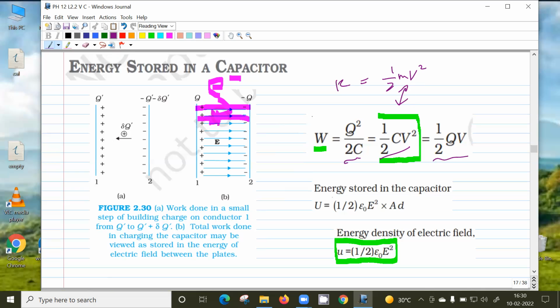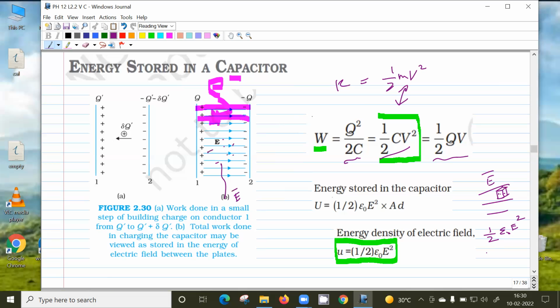We can also associate an energy with the field. Suppose there is an electric field in this region. The energy stored in this electric field is half epsilon naught E square. This is the energy in a unit volume. So we can say the energy of the system is the same as the energy in this electric field. Whatever is the energy of the system is there in the energy of the field.